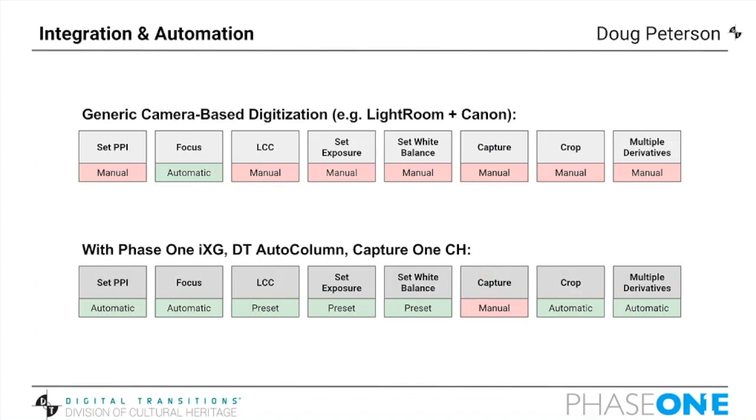With the Phase 1 IXG currently in the process of launching and being delivered, with the DT AutoColumn, which we are announcing formally today and which we demonstrated prototypes of at the ALA show, and with Capture1 CH, we believe we have automated or made preset many of the methods that go from A to Z during digitization, many of the steps in that process.